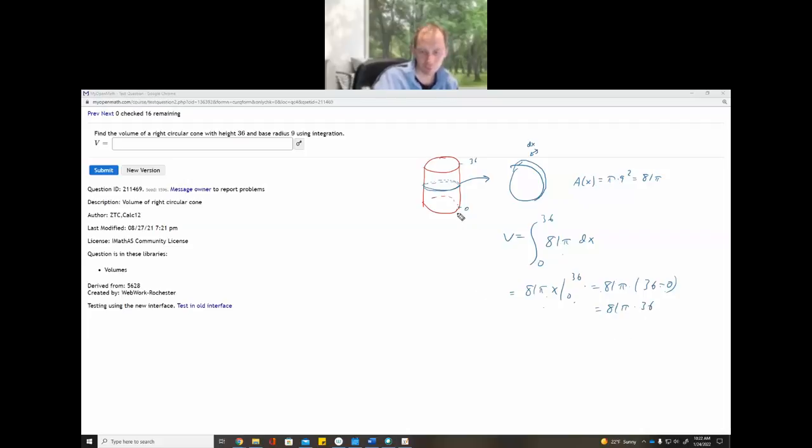What's the formula for the volume of a cylinder? It's pi r squared h. So I have pi r squared h, and you can see that they line up. It's a lot easier when the area is constant.